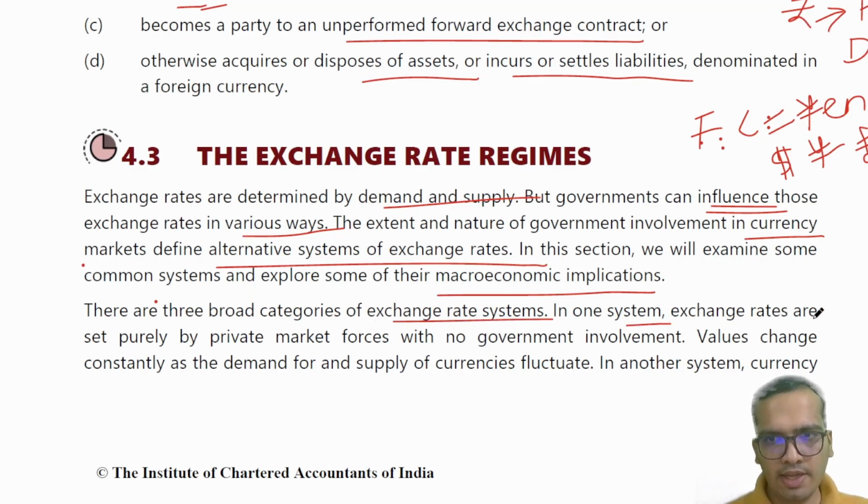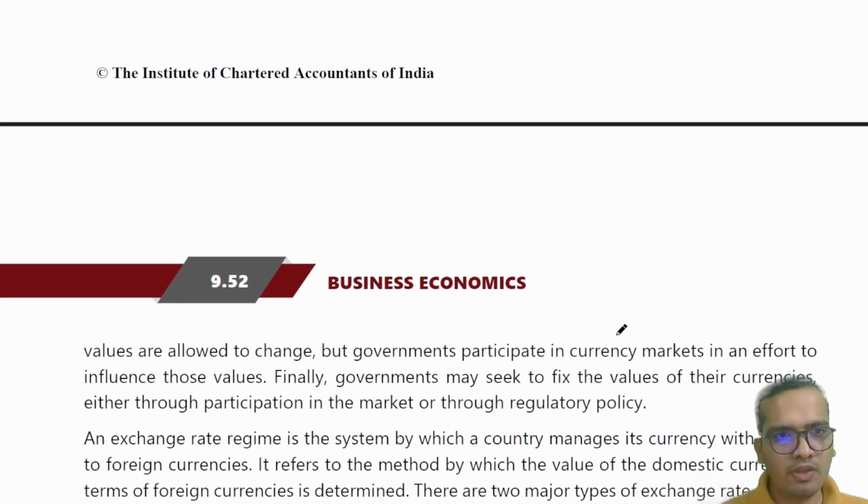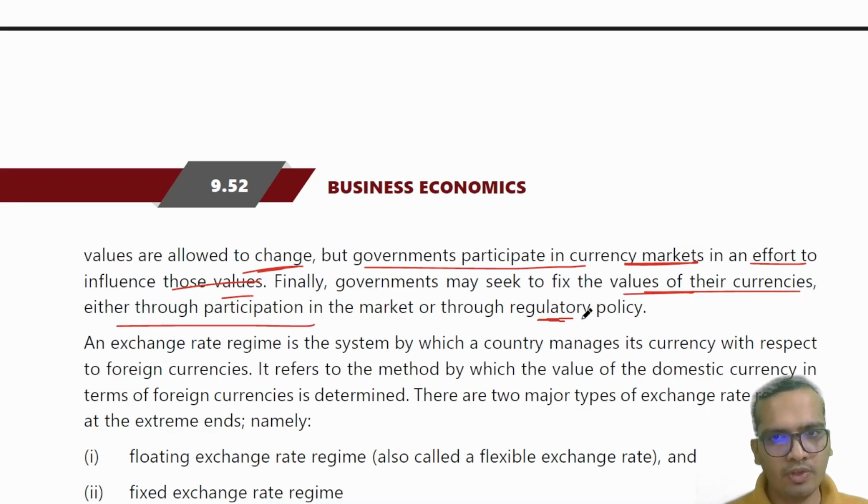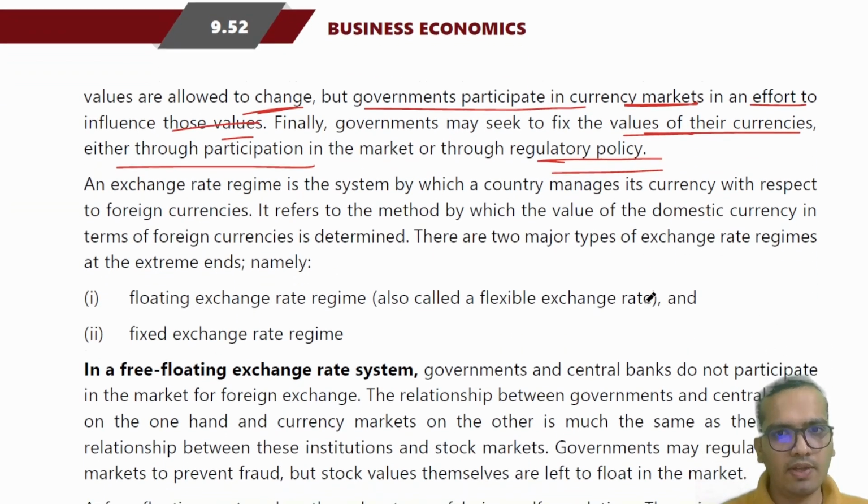There are three broad categories of exchange rate systems. In the first case, exchange rates are set purely by private market forces with no government involvement. मतलब government का कुछ लेना देना नहीं है. Values change constantly as the demand for and supply of currency fluctuate. In another system, currency values are allowed to change, but government participates in the currency market in an effort to influence those values. Finally, government may seek to fix the values of the currencies either through participation in the market or through regulatory policies. कुछ policy change करा के भी कर सकते हैं.